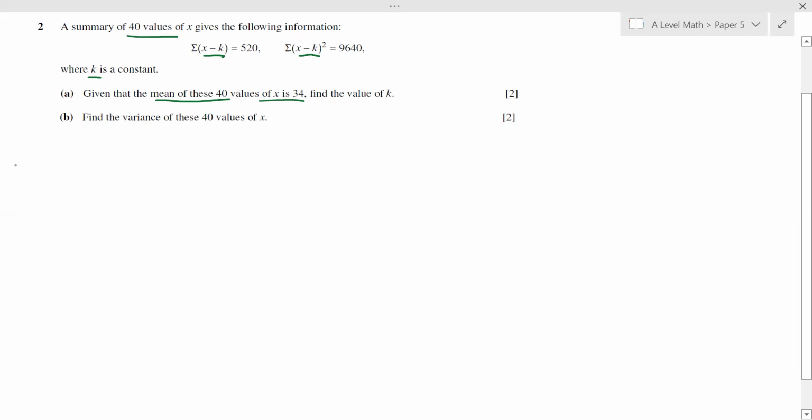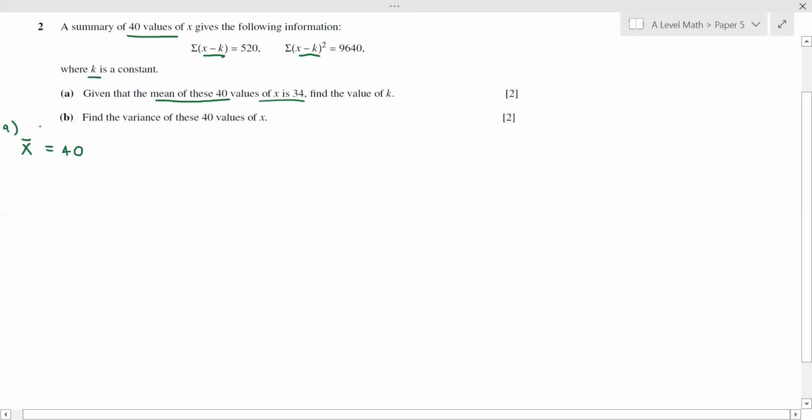The mean of these 40 values of x, meaning that x bar, is 34. The mean of these values is 34. So over here, the sum of x over 40 must be 34, or the sum of x is 34 times 40, and that will give us a value of 1,360. We need to find the value of k, so we will use the first piece of information given.